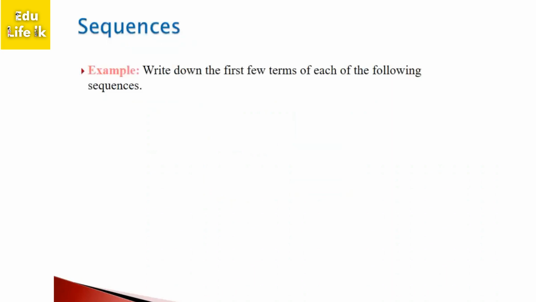Next one. Write down the first few terms of each of the following sequences. You can do this at home. Substitute n equals 1 to find the first term, and n equals 2 to find the second term. If you substitute n equals 1 here, 1 plus 1 equals 2, over 1 to the power 2, that is 1. That means 2 is the first term. Like that. And here we have minus 1 to the power n plus 1.